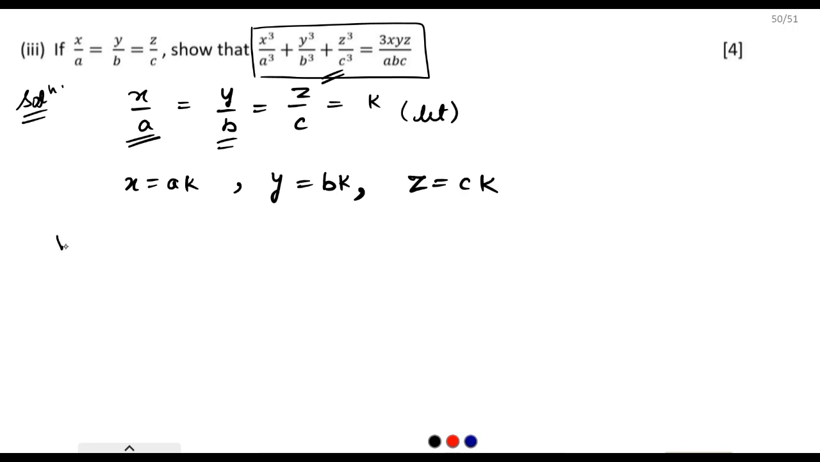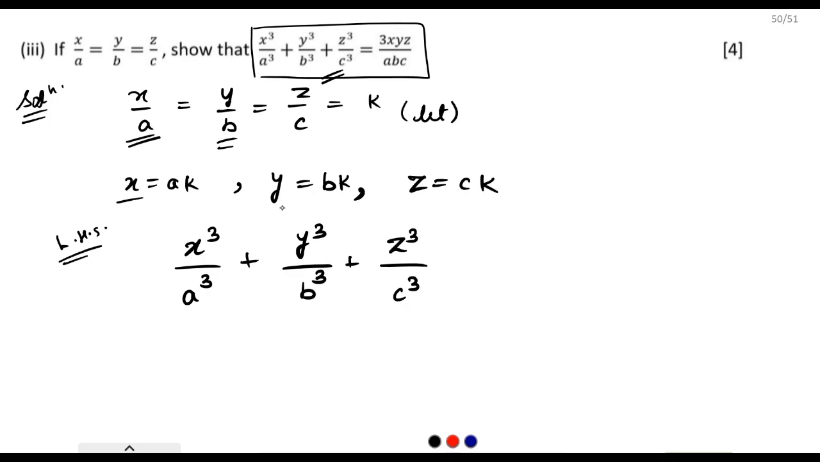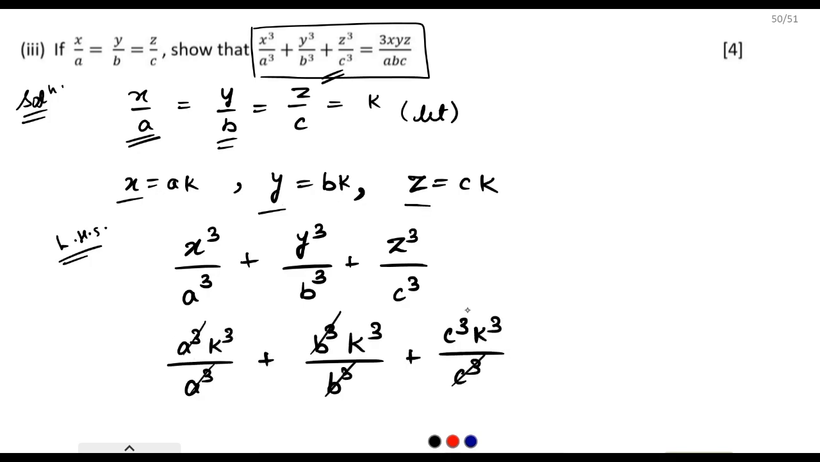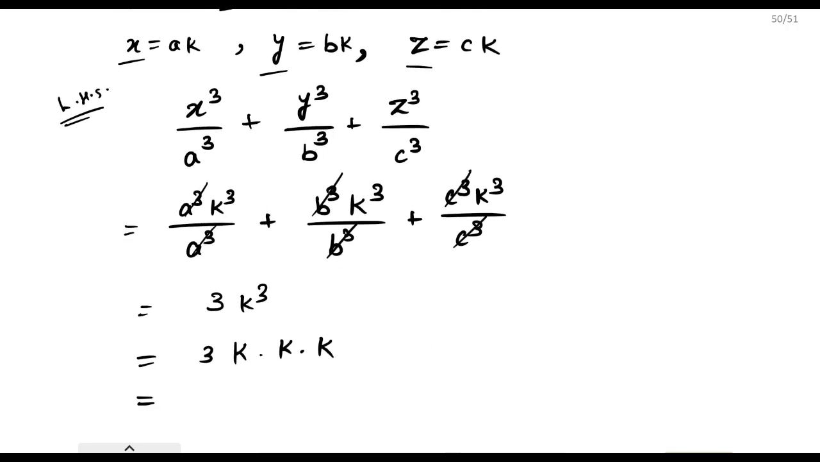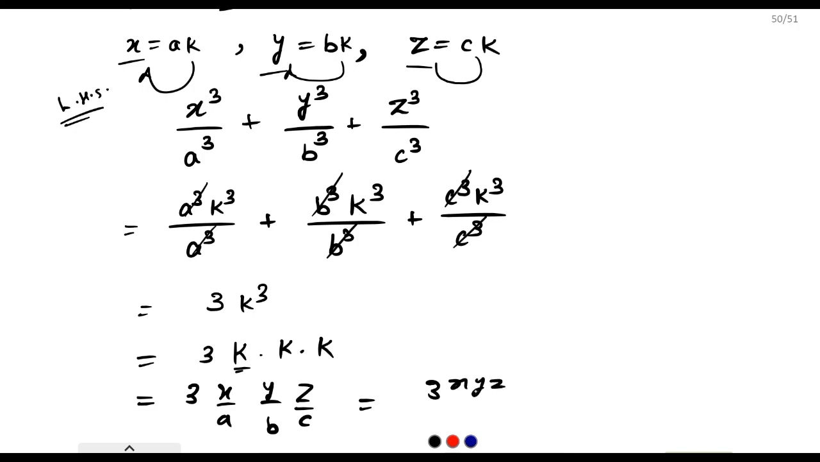Now we are considering the left hand side. Now we can write k cube, k into k into k, and according to the right hand side we are substituting the values. First k from this result x upon a, second k from this result y upon b, and third k from this result z upon c. And this is the right hand side of the given question.